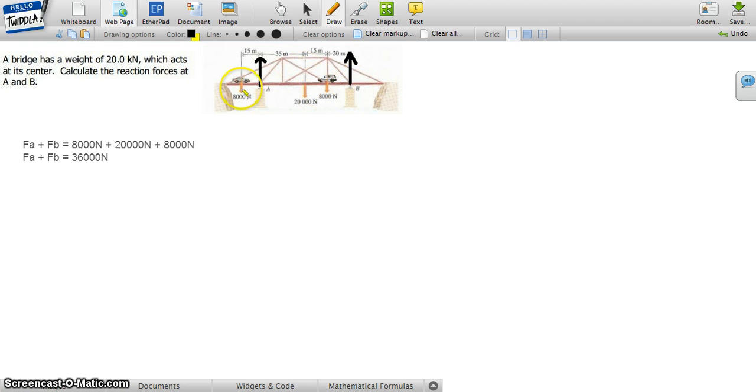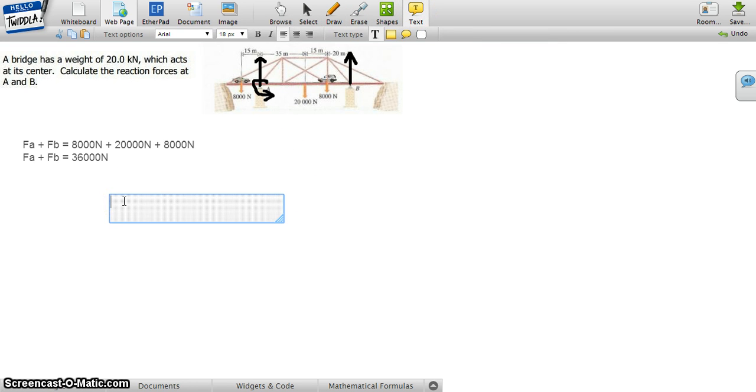So you could put the pivot point wherever you want, but one of the easiest places would be at one of the 2 unknowns, because it'll eliminate the torque from one of those 2. So I'm going to put the pivot point over here at A. So in this case, my torque equation becomes, I have the torque from the car plus the torque from B will be equal to the torque from the bridge plus the torque from the truck.